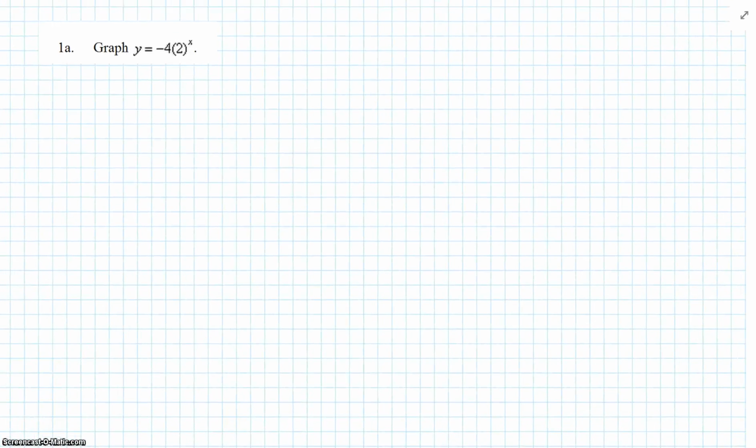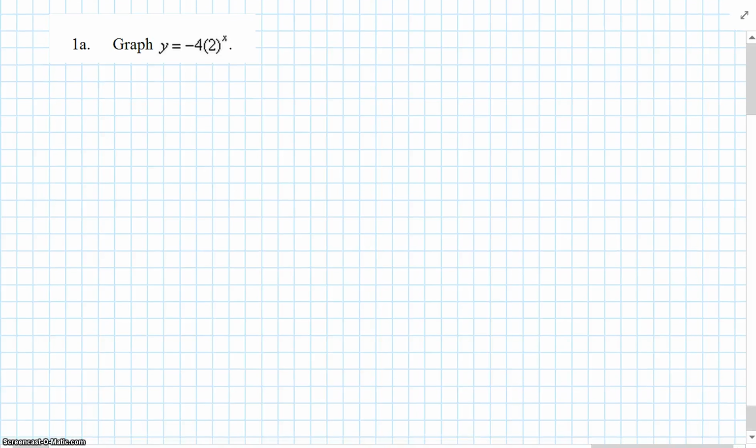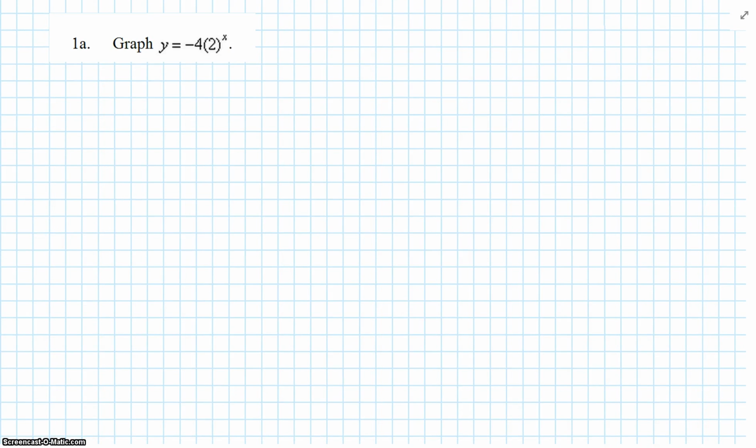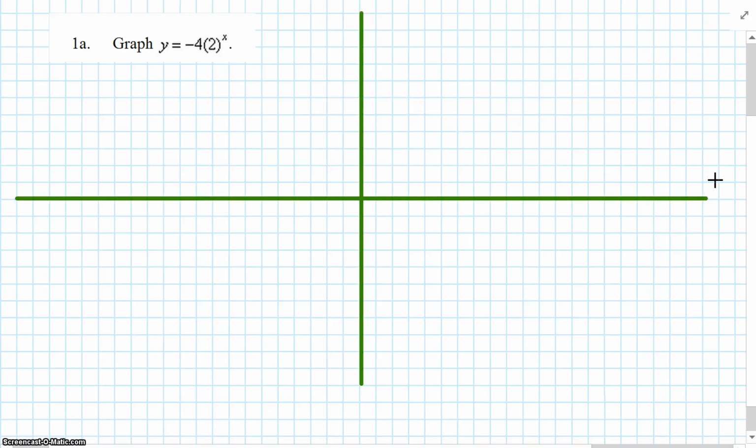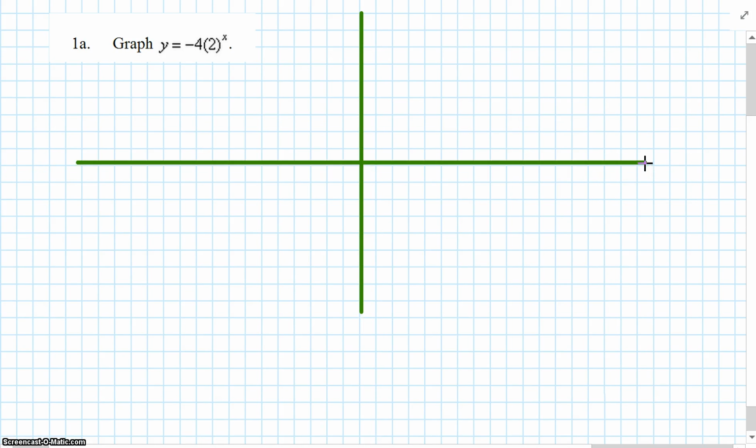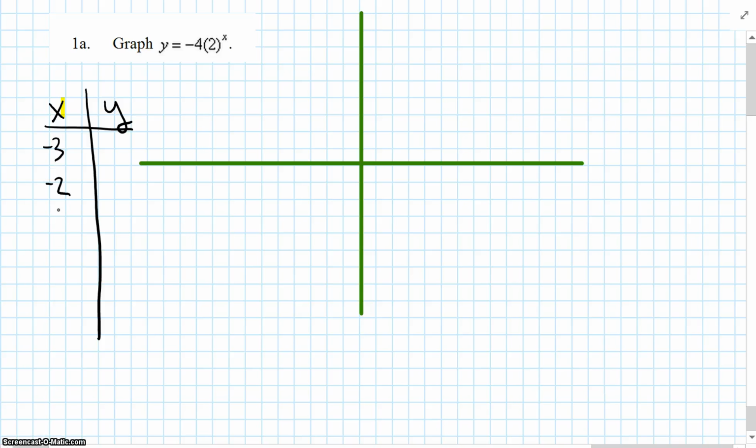So let's jump into it. Let's graph y equals -4 times 2 to the 2x power. We're going to drop a graph down, and set up some charts to make it easy for us. Let's set up an XY table. Let's do -3, -2, -1, 0, 1, 2, and 3.